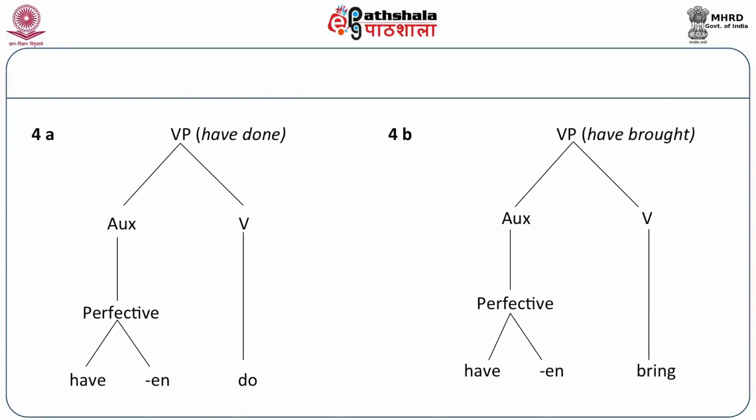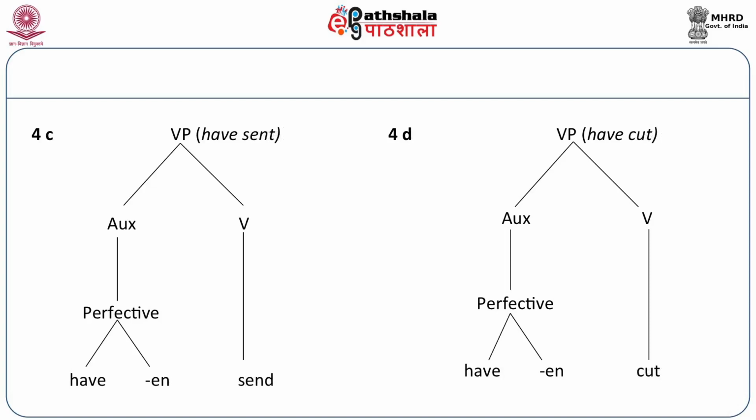Similarly, we see that in have done we have perfective is have plus en plus do, and in have brought, have then en then bring. Now you might say, how is it that we get brought here, not bringen or something? That is, en is not always realized as en, although we call it en. Sometimes it can be realized in a different way, and that is how with bring we get have brought.